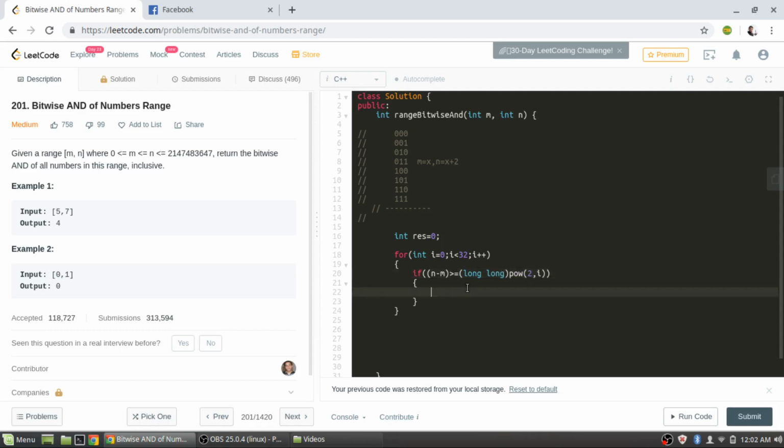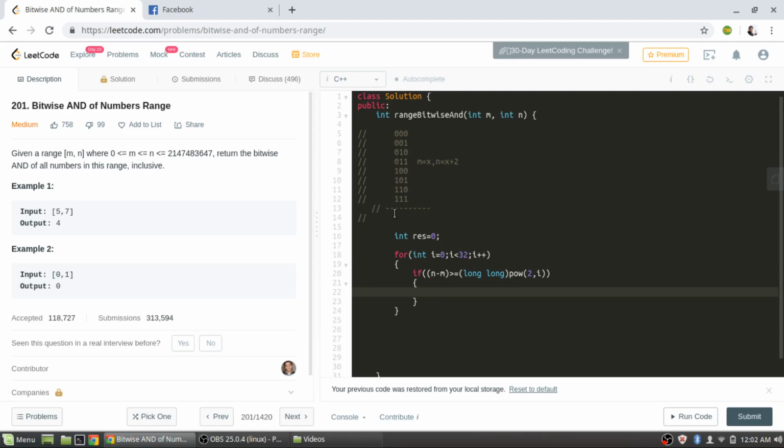So if this difference is greater than 2 to the power I, then my claim is that you are always going to get 0 in the ith column, right? And if it is less than this, then we are not sure about it. So we'll look at that after this condition. So my only claim so far is that if the difference is greater than equal to 2 to the power I, then we are always going to get 0 in the ith column, right?